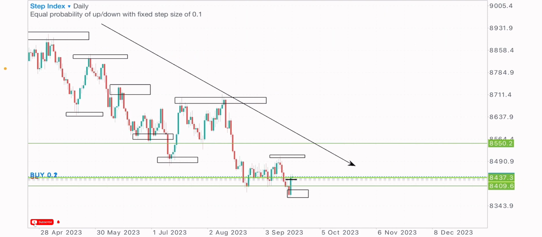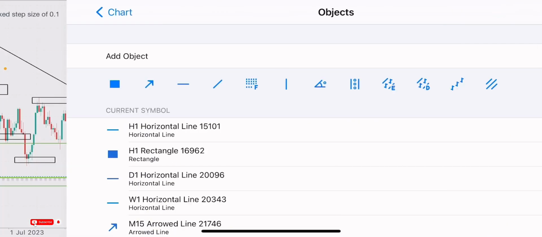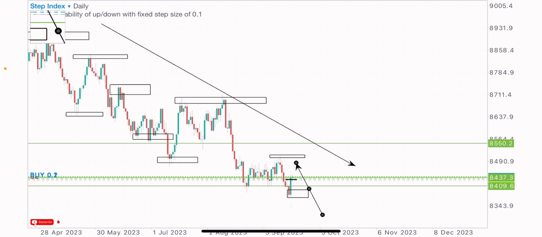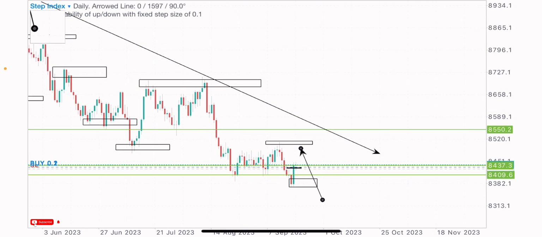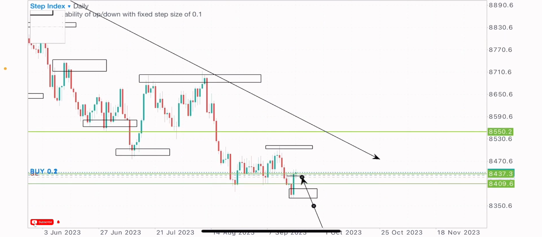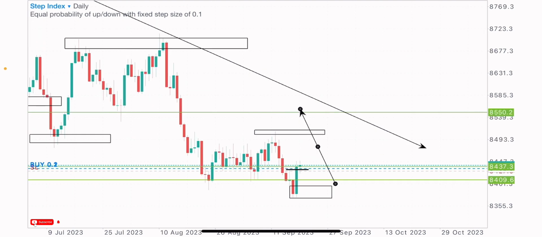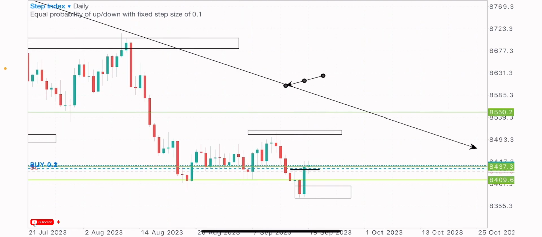So on the daily time frame on step index, there was a bullish engulfing candle formation which the market formed at this point, and I was expecting a reversal basically on this index. I've been looking out for possible buys on step index for days now. So we got this last sell-off at this point, where the market sold from this current level to the downside on step index.